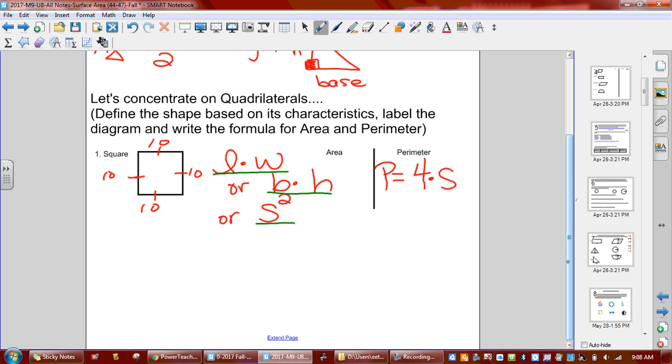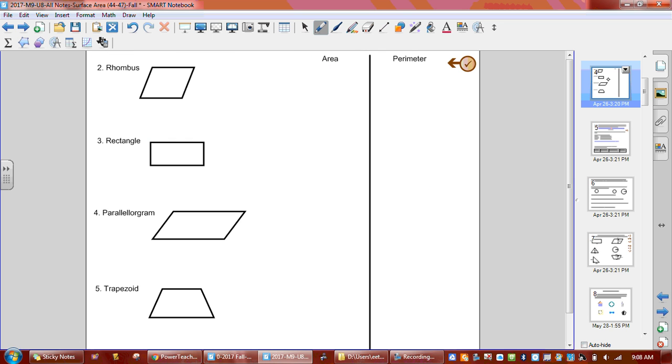Okay? Now we're going to take a look at those other 4-sided figures. Ready to move? All right. We have a rhombus. And what do we know about a rhombus? It's a square that was kicked over. He was pushed over. So that means all the sides are the same length in a rhombus. Okay? So, area of a rhombus is going to be base times height.